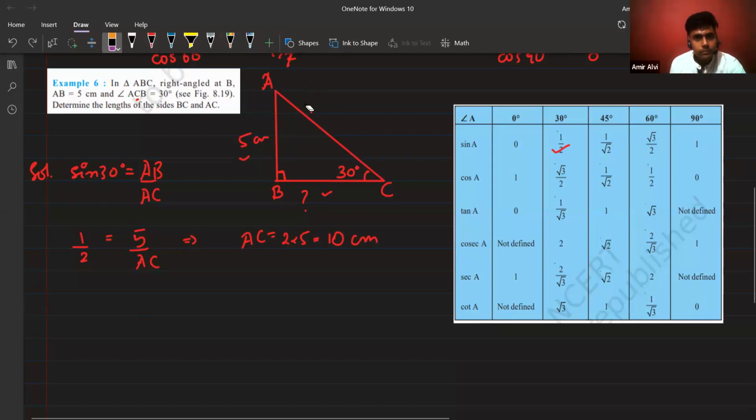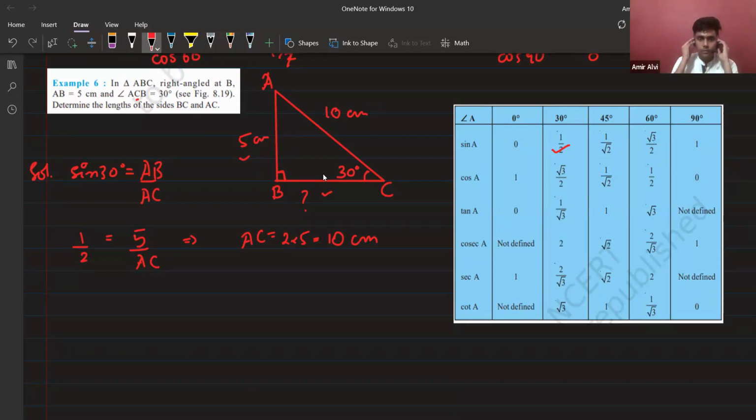Guys, are you getting my point here? Which one is simpler, Pythagoras or this one? If we know the angle, we can easily calculate. There is no need to apply the Pythagoras theorem, which takes some time to calculate the square root and all.